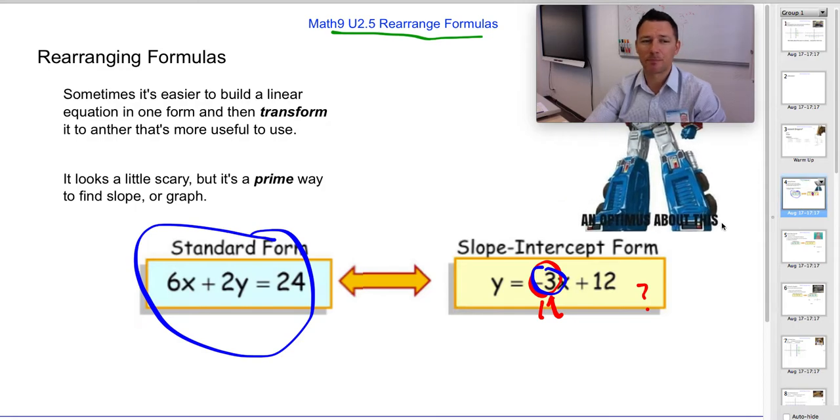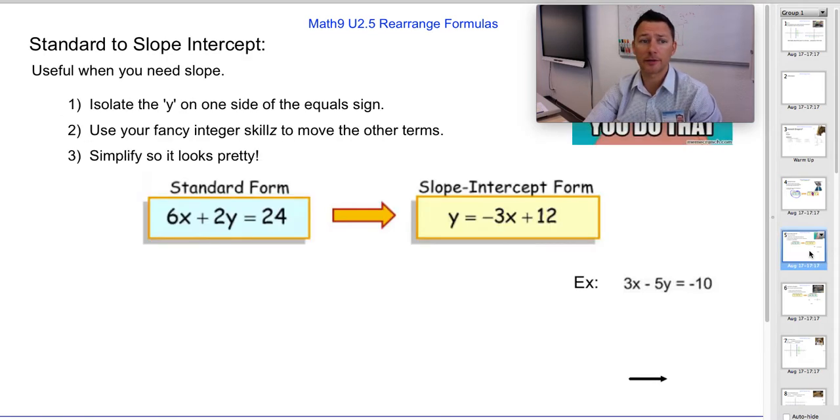Because we're going to transform from one to the other so we can find the pieces that we want. So first we're going to figure out how to go from standard to slope-intercept, and then we're going to go the other way. So here are your steps.